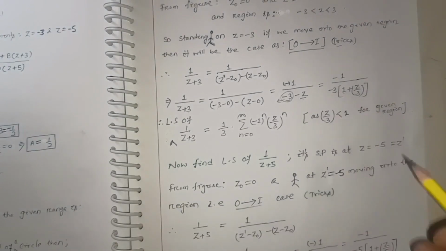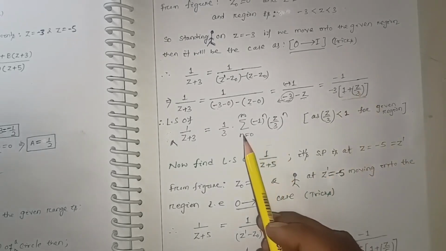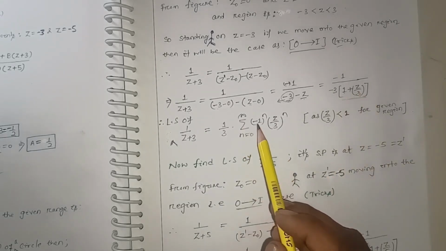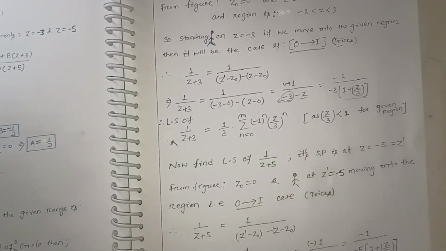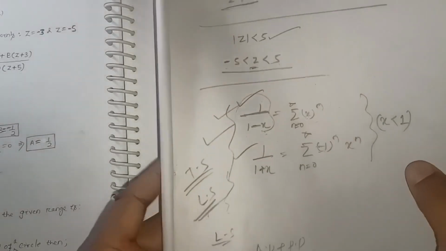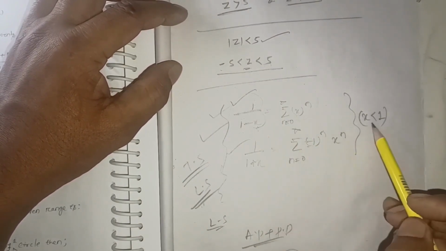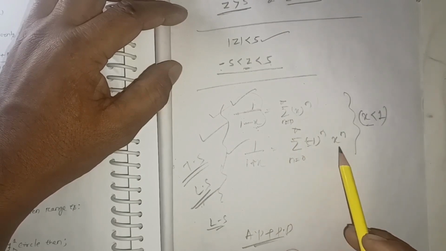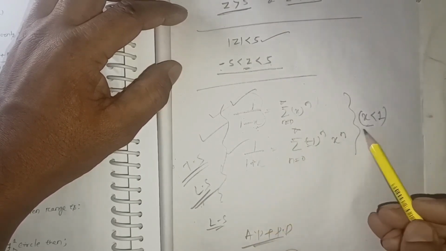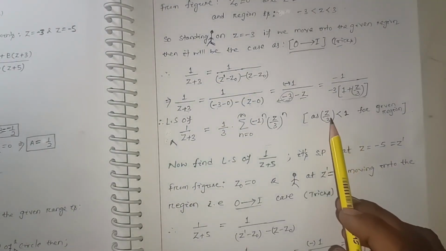If it is so, we can directly write that the series of 1 by 1 plus z by 3 is nothing but the summation over n equal to 0 to infinity of (-1) to the n, z by 3 to the power n, right? Because these things have already been discussed several times, that if we have 1 by 1 minus x, where x is less than 1, it will be the summation over n equal to 0 to infinity of x to the power n. This will be (-1) to the n x to the power n when 1 plus x is there. But here the condition is that x should be less than 1, and here instead of x, z by 3 is there.